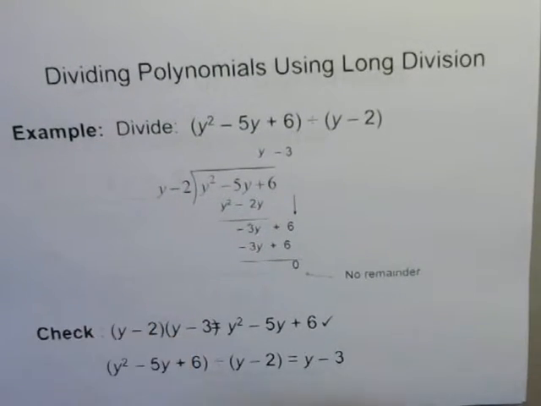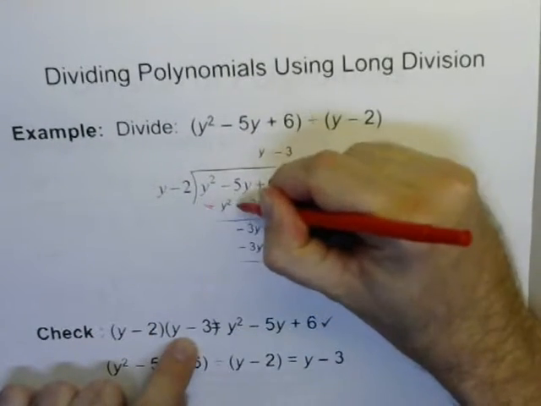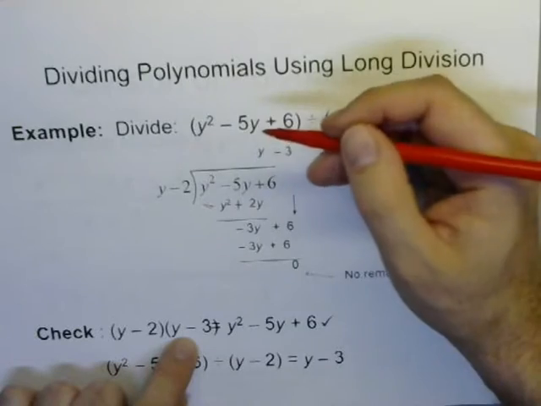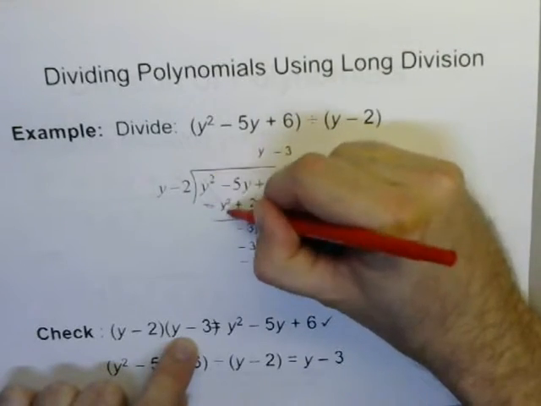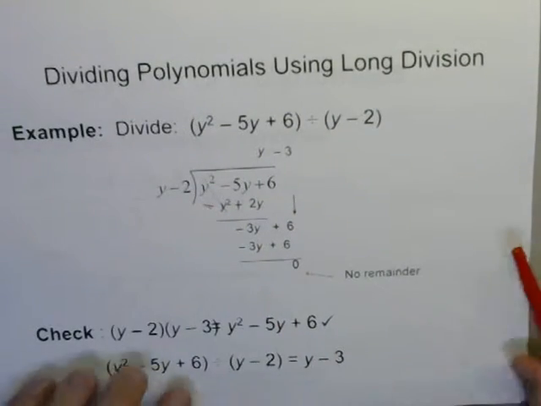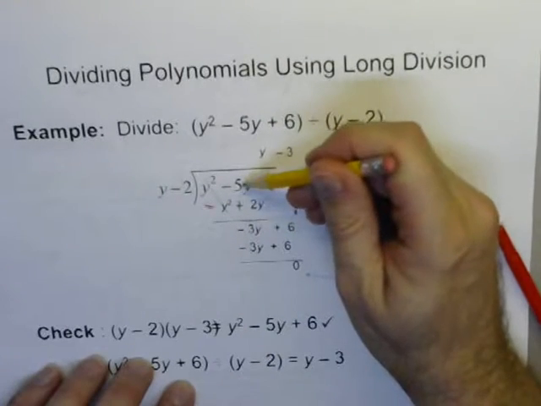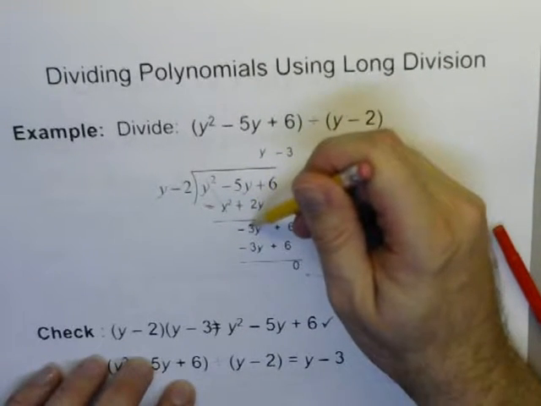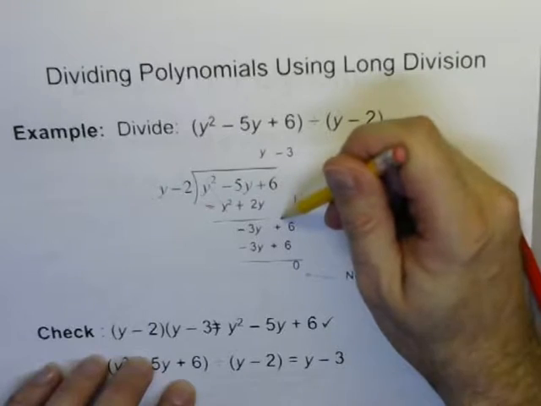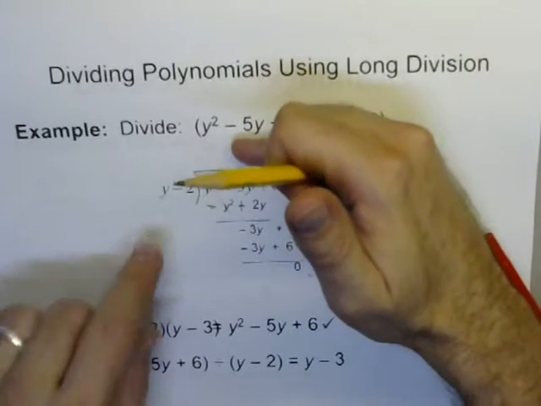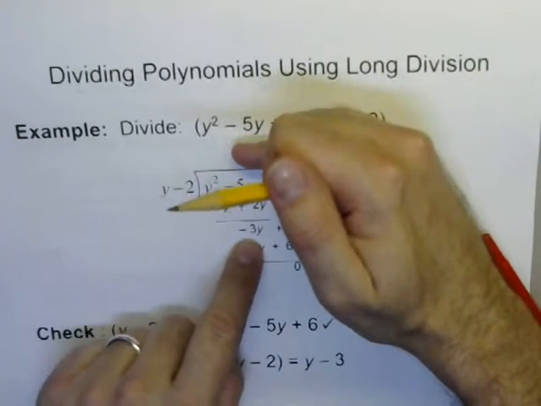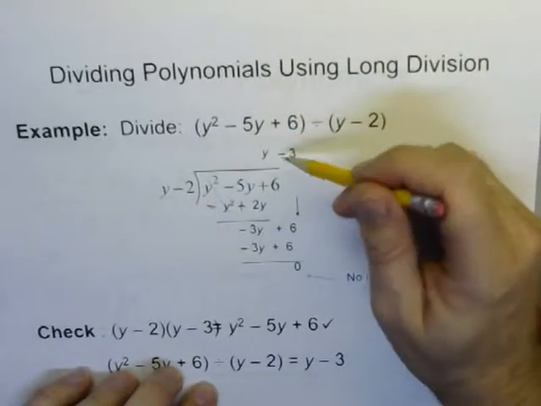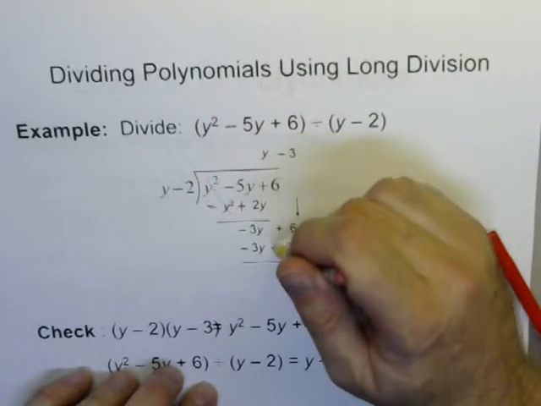And then remember, you have to subtract each one of these. So I'll subtract here, and then if I subtract a negative, that'll be the same thing as adding. So then y squared and the minus y squared will cancel. Then I'll get minus 5y plus 2y, which will give you minus 3y. Bring down the 6, and then again ask yourself, what would you multiply y by to get negative 3y? Well, you'd multiply it by negative 3.